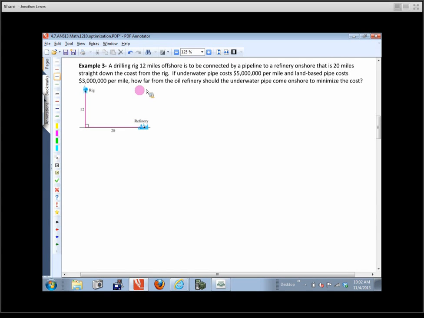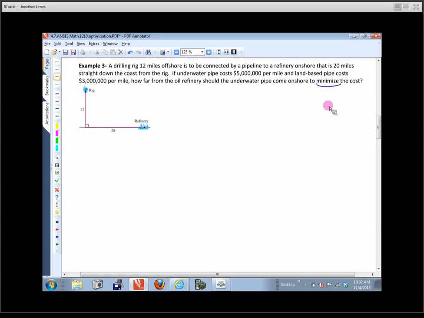So it says, how far from the oil refinery should the underwater pipe come on shore to minimize the cost? So we know what we're going to need to do here is come up with a cost function so that we can figure out, based on where this pipe lands, how much it's going to cost to lay that pipe so we can get the oil to the refinery.